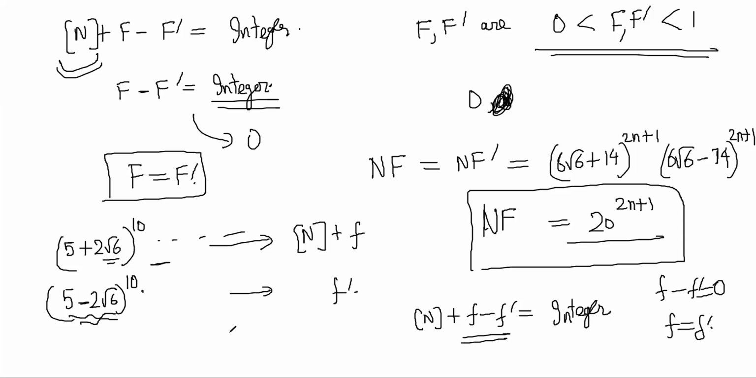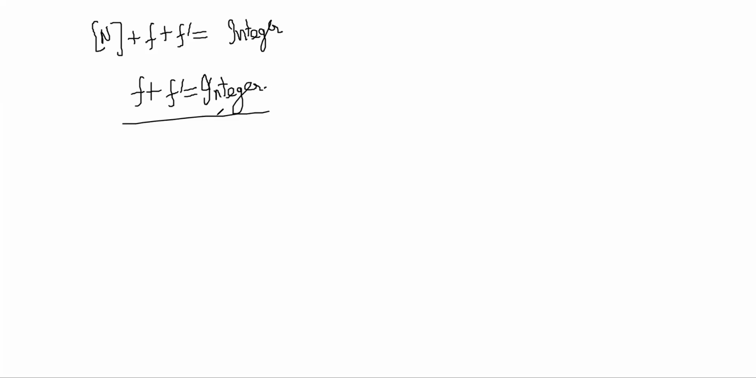In some cases, you have to add. In that case, we'll get n plus f plus f dash is equal to an integer. In that case, it cannot be anything other than 1. It cannot be 2, because both are less than 1. And it cannot be 0 also, because both of them are non-negative. And then obviously you know that f dash is equal to 1 minus f.